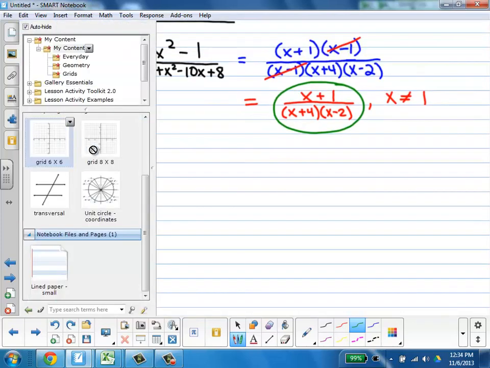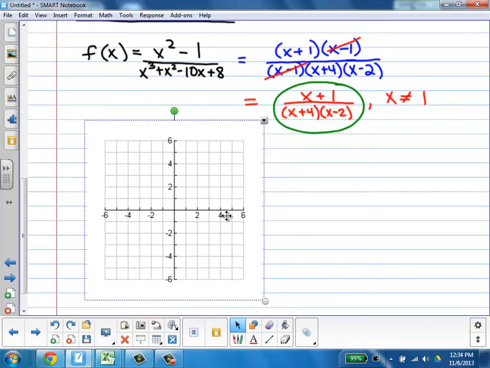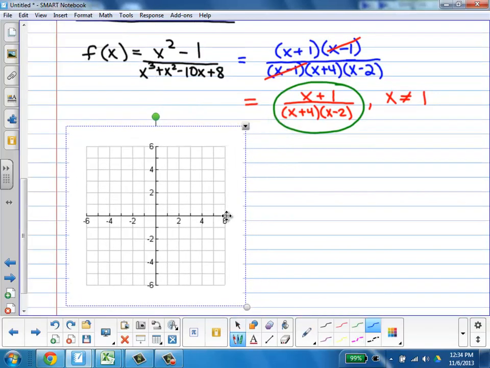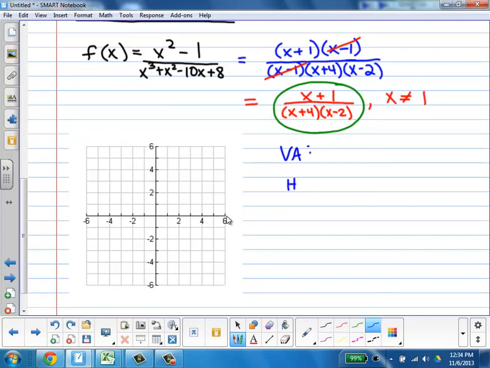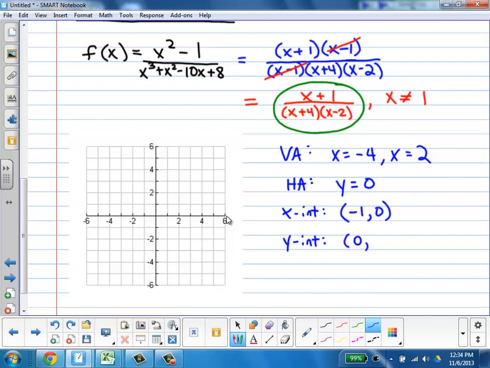Let's bust out the grid. And you want to find all the information you can know. Vertical asymptotes, horizontal asymptote, x-intercept, y-intercept. Hit pause, try to find those, and come back to me. You should have gotten two vertical asymptotes, x equals -4 and x equals 2. One horizontal asymptote, y equals 0. The x-intercept is -1, 0, and the y-intercept is 0, -1/8. So go ahead and plot all that stuff on your graph.